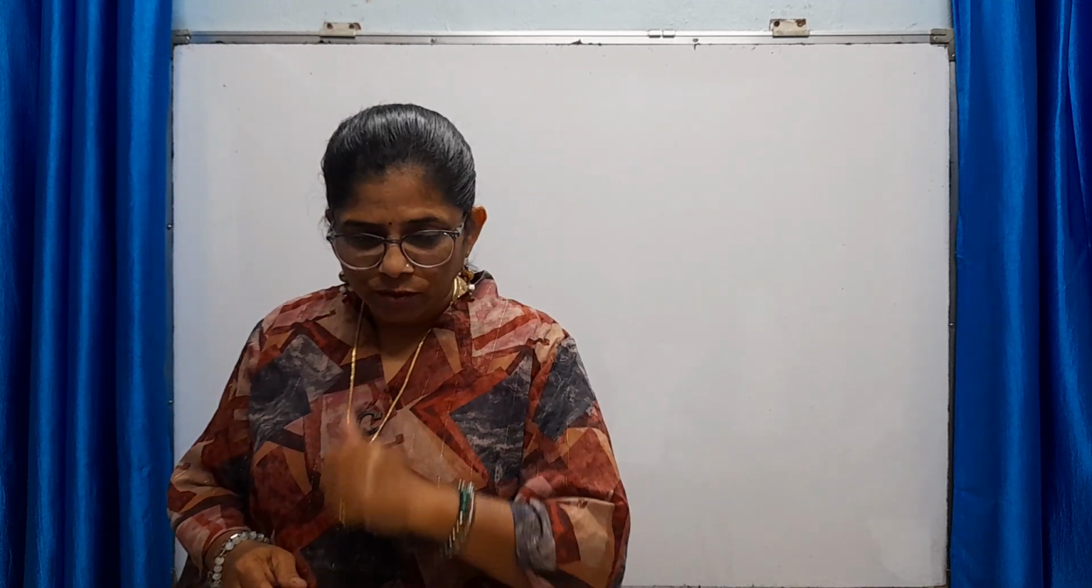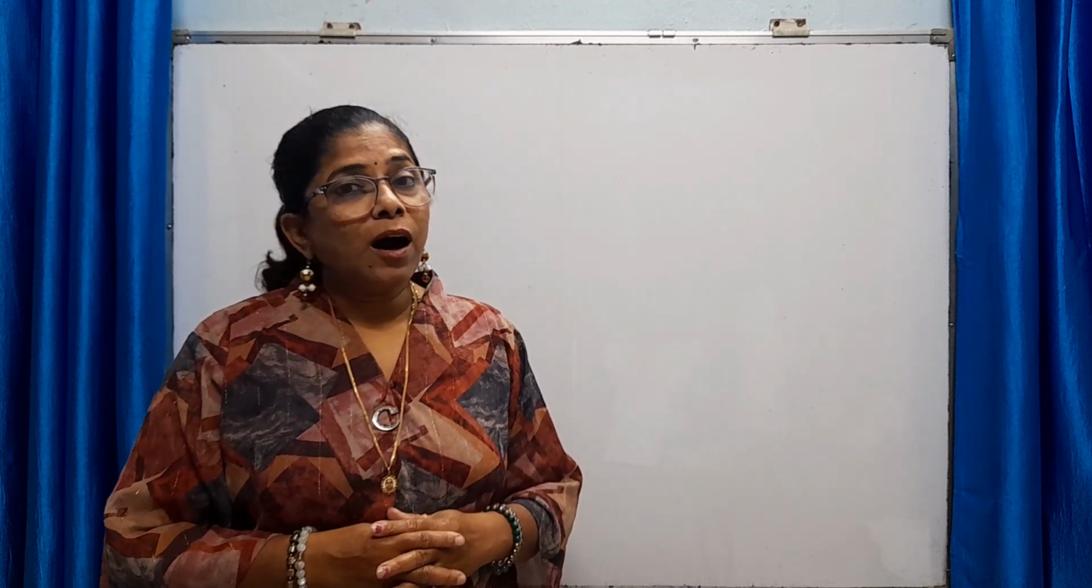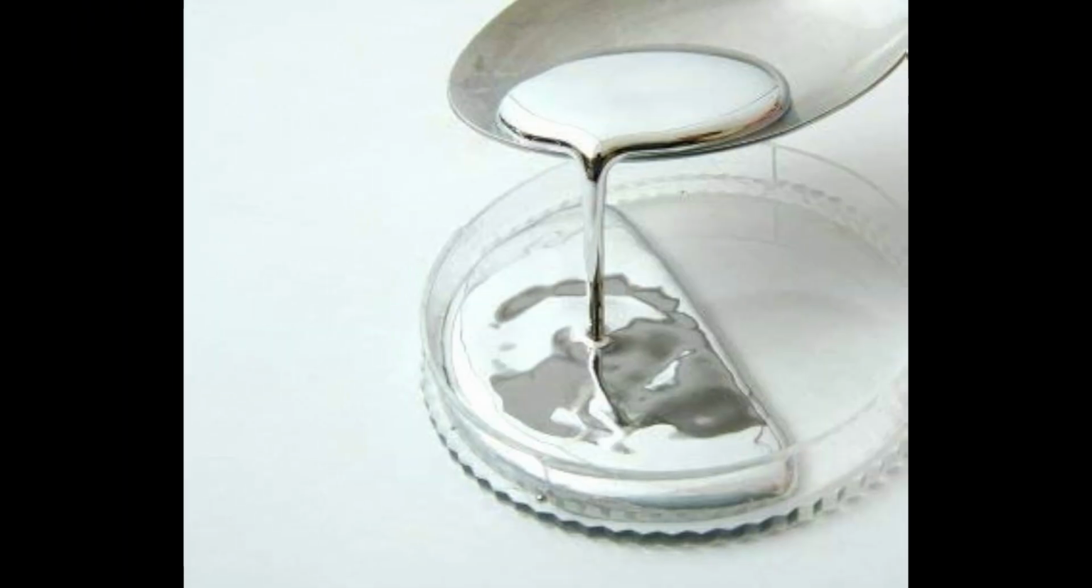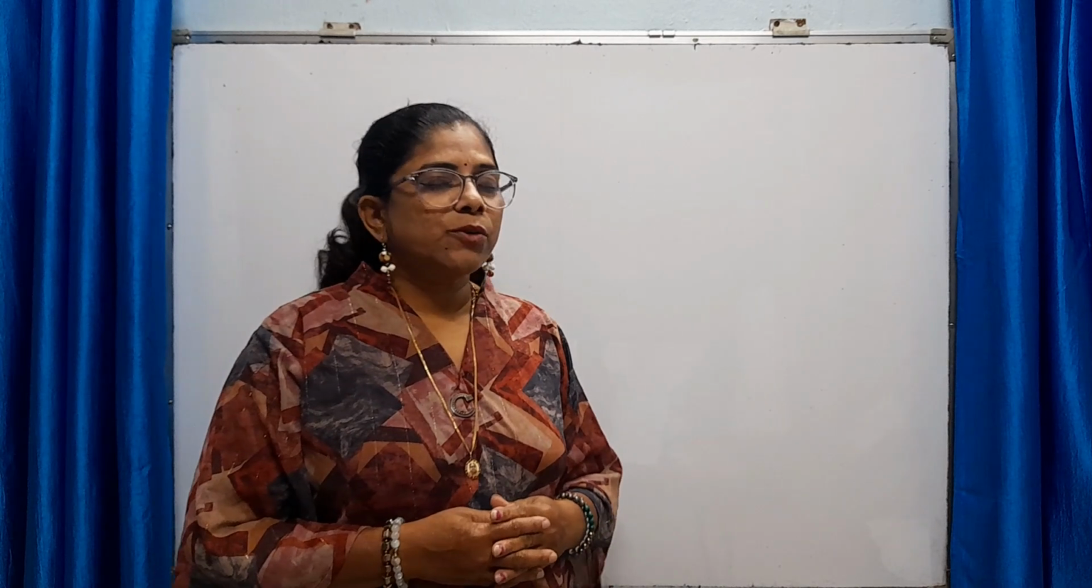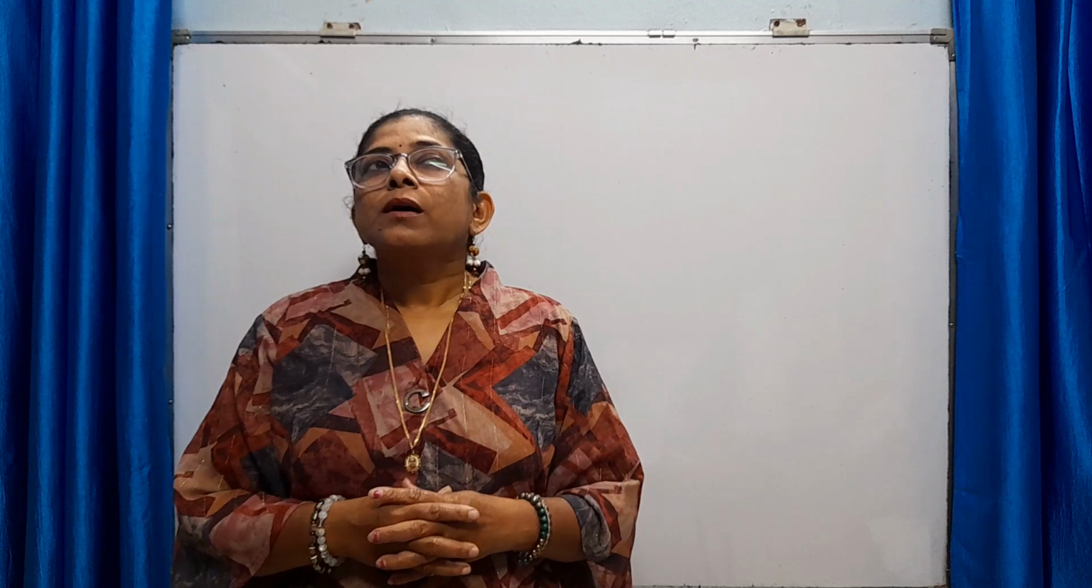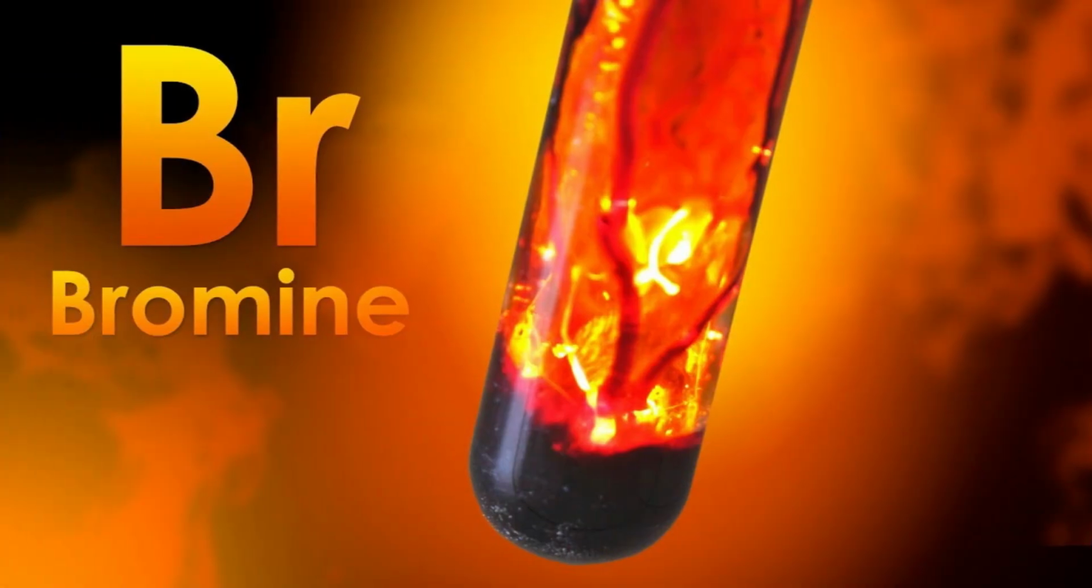Now the next point we discussed is, metals have high melting and boiling points, and so they exist in solid state. But mercury is the metal which exists in liquid state at room temperature. And bromine is the non-metal which exists in liquid state at room temperature. These are a few exceptional cases.